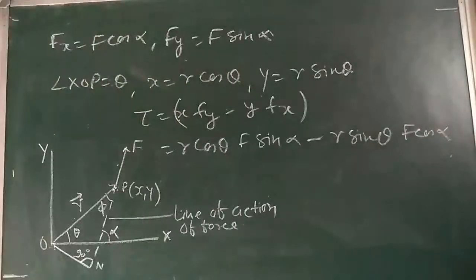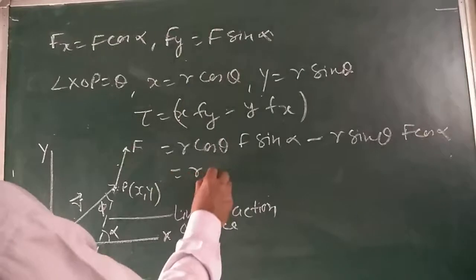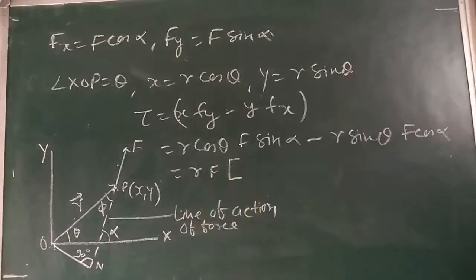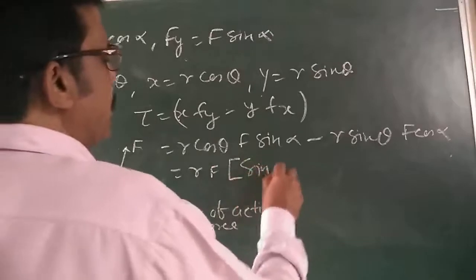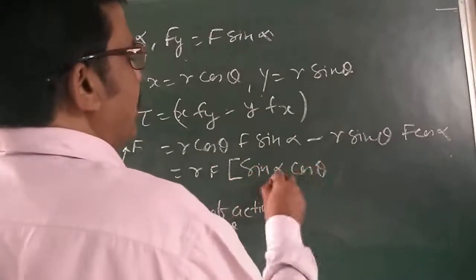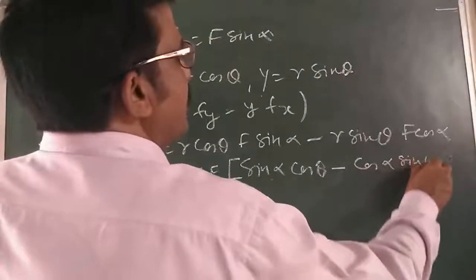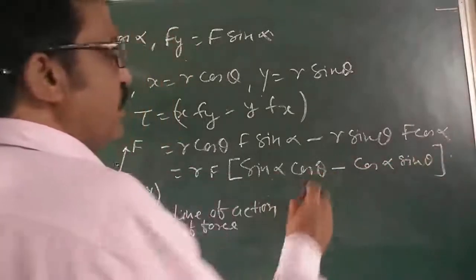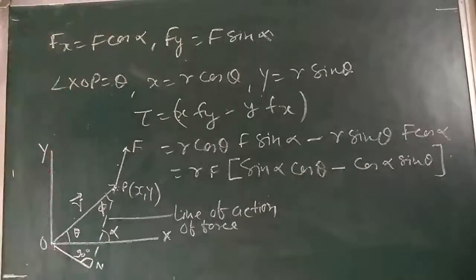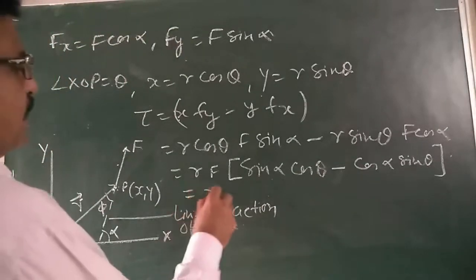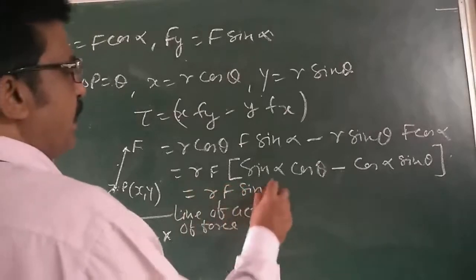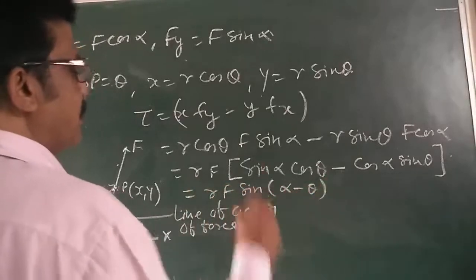Now take rf in common: sin alpha cos theta minus cos alpha sin theta. Since sin a cos b minus cos a sin b is sin of a minus b, this is rf sin of alpha minus theta.